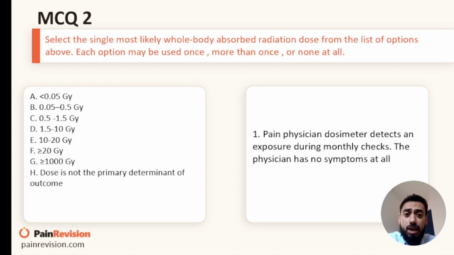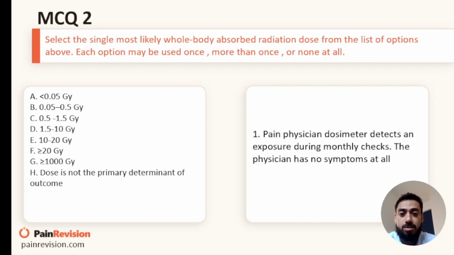So basically, if a pain physician's dosimeter detects some exposure and has no symptoms at all, they will very likely not have a number that is in whole grays. It is likely going to be something less than 1. So we're actually looking between choices A and B. And again, if I were just a guessing man, I'd probably go for the lowest dose, A, which is actually the correct answer.